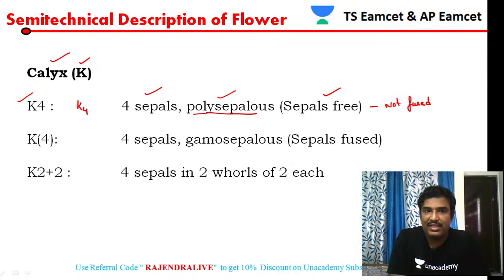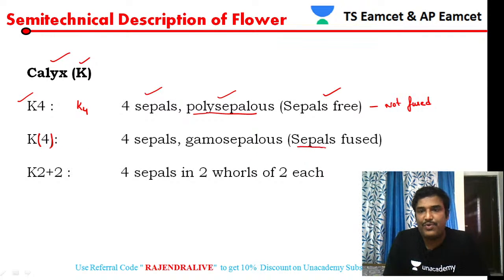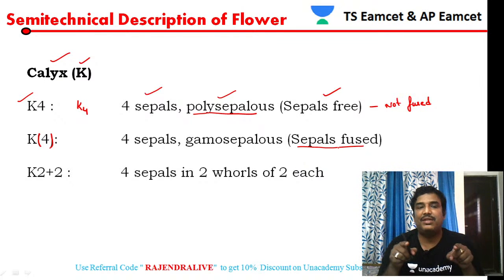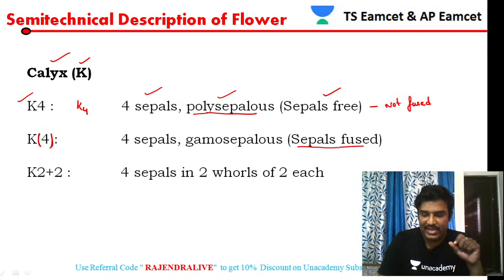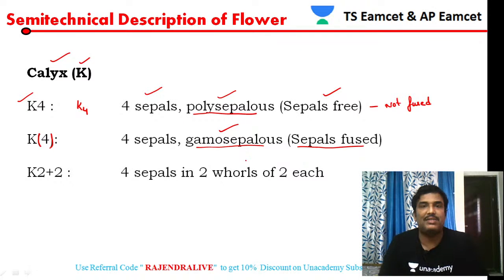Then if you see clearly, K and 4 are kept in a bracket. When 4 is kept in a bracket, it clearly indicates that the sepals are fused. If brackets are present around the number of calyx, it is clearly indicating that the given sepals are in a fused state. When sepals are fused, such a condition is called gamosepalous.